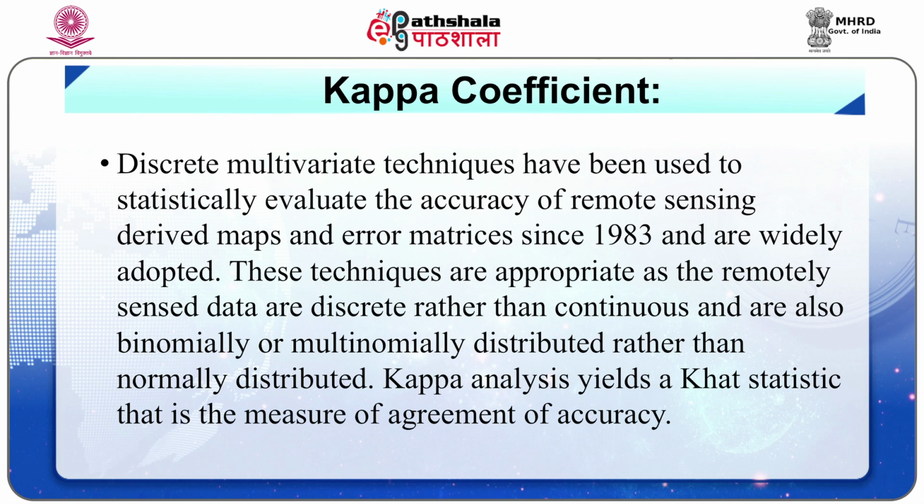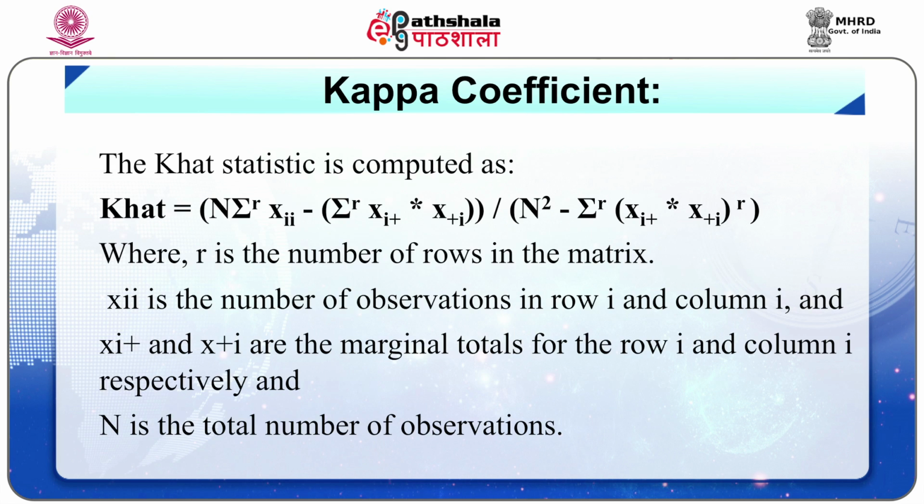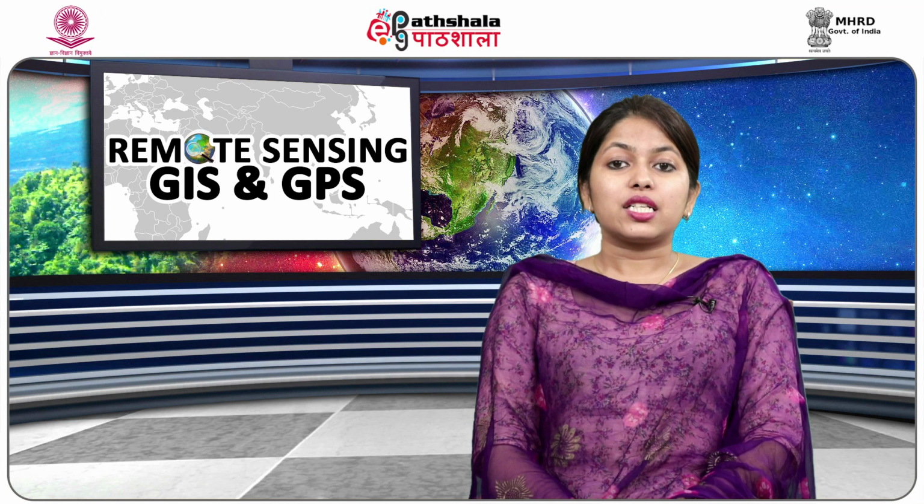Kappa analysis yields a Khat statistic. Khat is a measure of agreement or accuracy. A Khat statistic is computed as stated in the below equation, where r is the number of rows in the matrix, xii is the number of observations in row i and column i, xi+ and x+i are the marginal totals for row i and column i respectively, and n is the total number of observations.